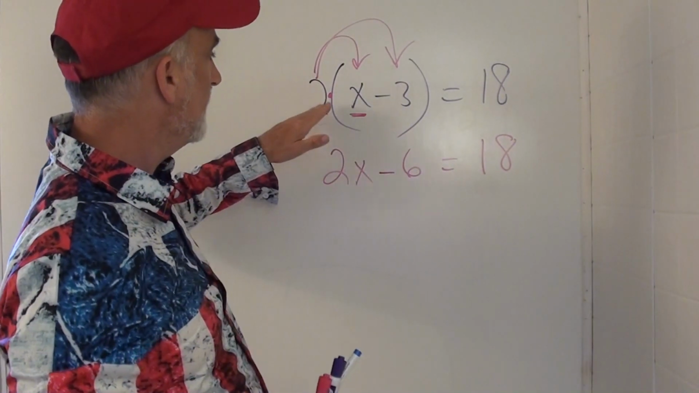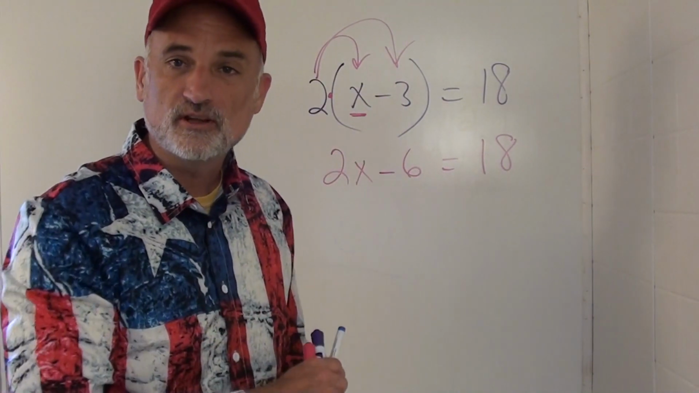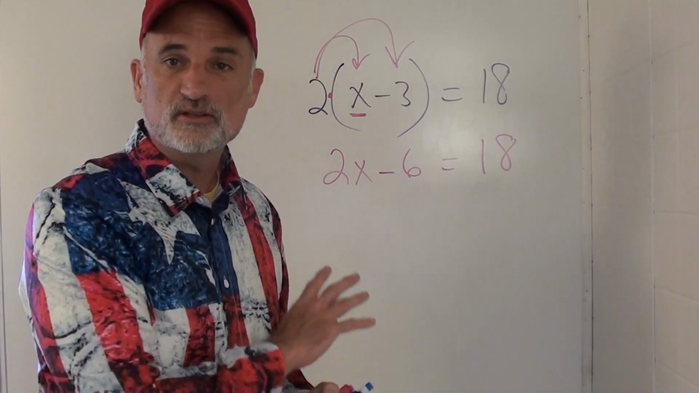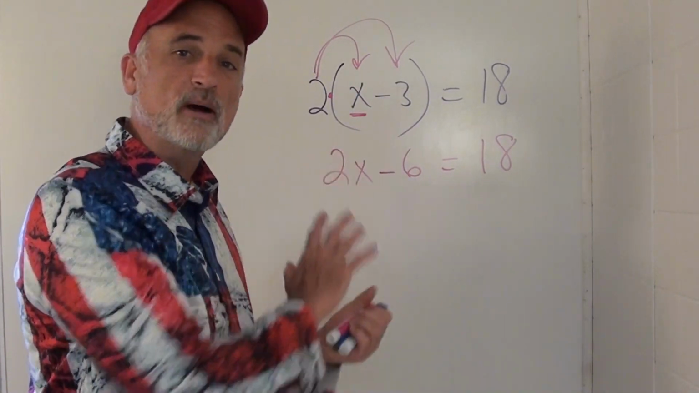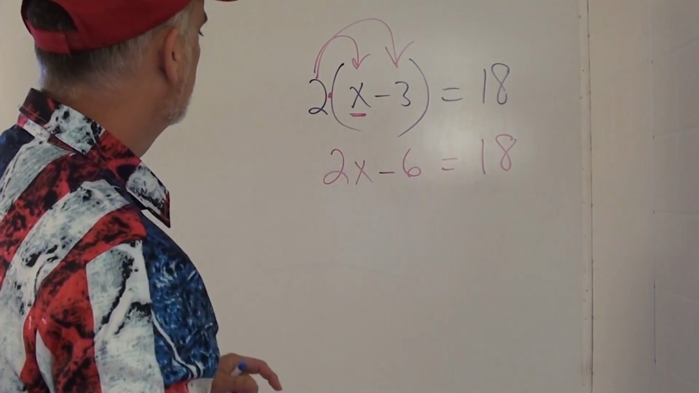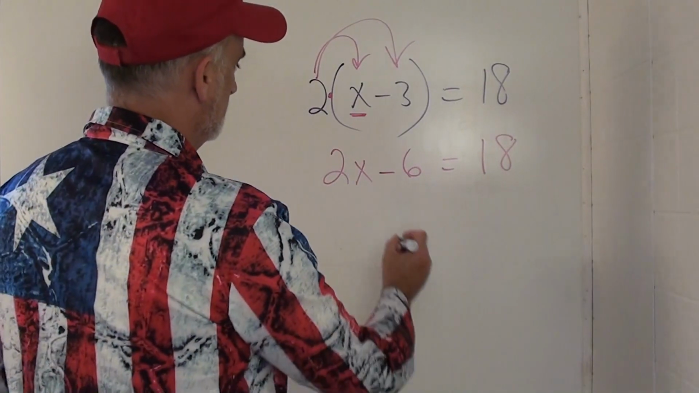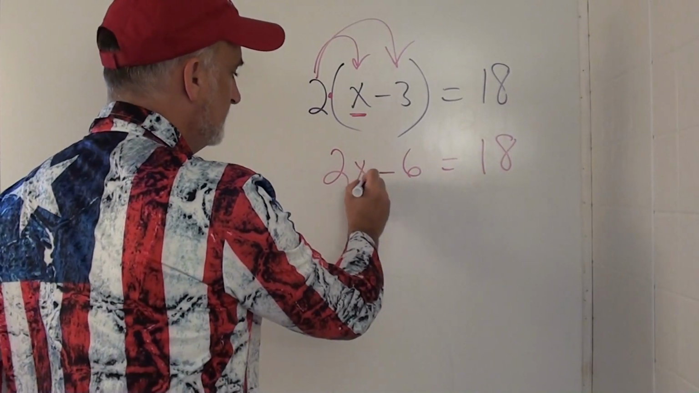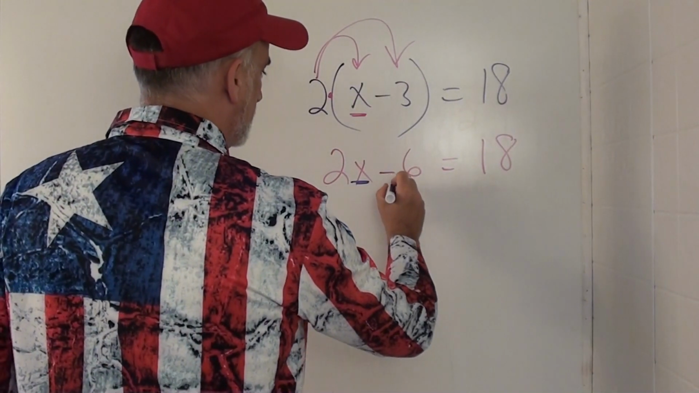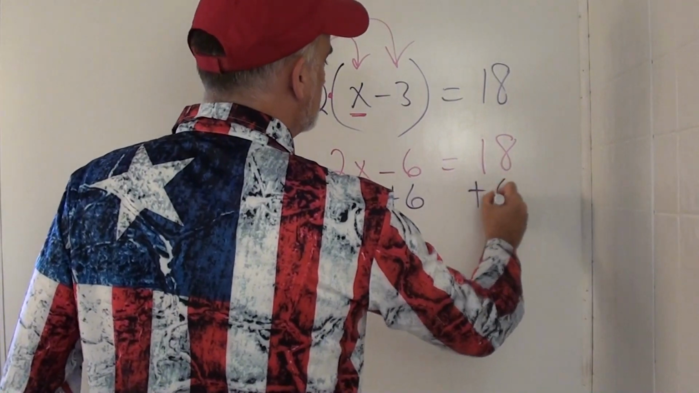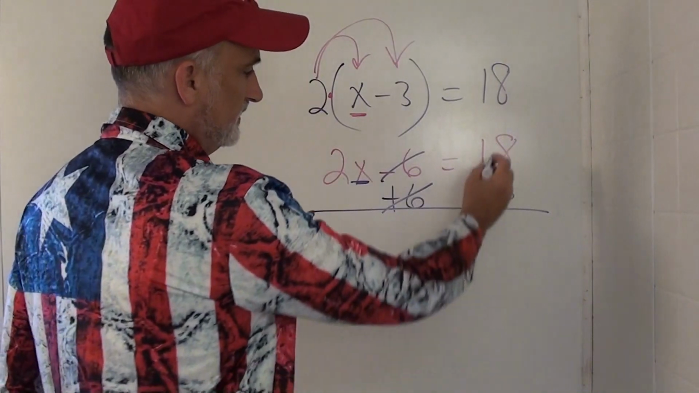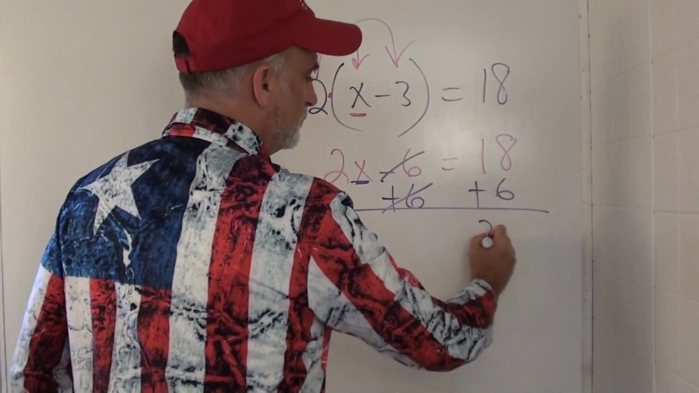If you didn't understand how the multiplication worked, go back and watch another video of mine. And then what we're about to do here, if you don't know this already, I encourage you to go back and watch how we solve 2-step equations. So let's look at this. So we've got to get the x on the left side by itself. So what are we going to do? We're going to add 6 to both sides, okay? And then 18 plus 6 is 24.